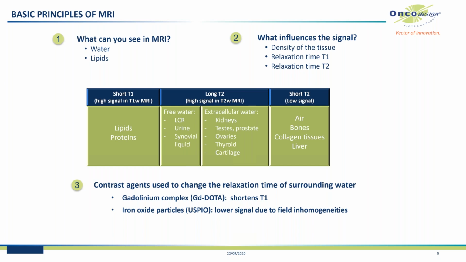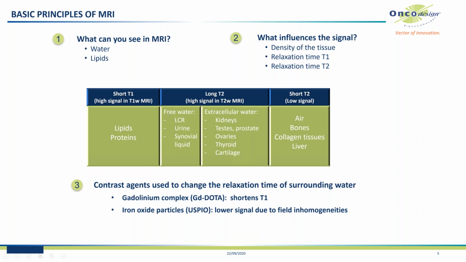So in practice, what you can see in MRI is mainly water. That's the main component of the body, and you can also see lipids. The intensity of the signal will depend on the density of the tissue, but also on the relaxation times, T1 and T2, of each proton. And these relaxation times are influenced by the environment of the tissue.